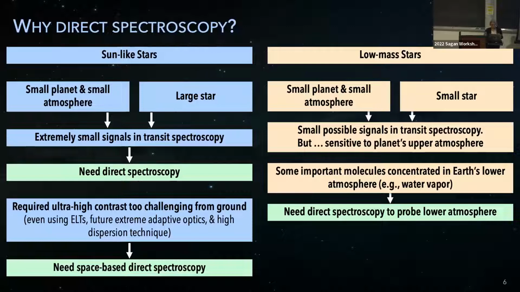Then the planet to star flux ratio for an Earth-like planet around a low mass star is larger than it is for a sun-like star. So therefore, the contrast requirements for direct spectroscopy are much less extreme. So we should try to obtain these observations with the future ELTs.